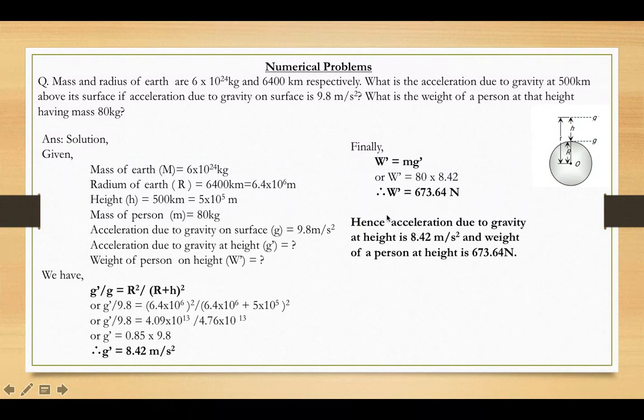So the result is 673.64 Newton. Hence acceleration due to gravity at height is 8.42 meter per square second, and weight of the person at height is 673.64 Newton. So with this, we want to wrap up session 2. Thank you.